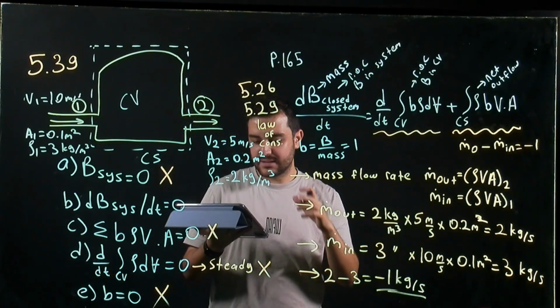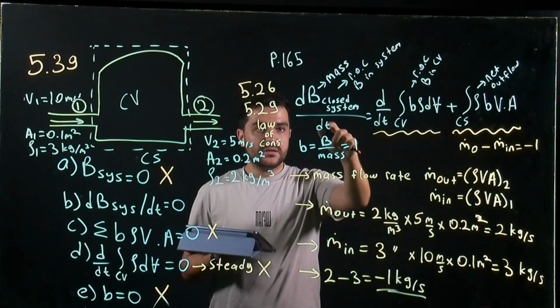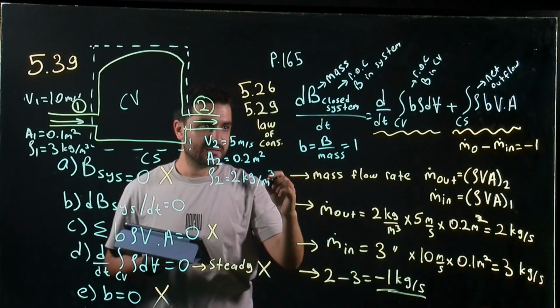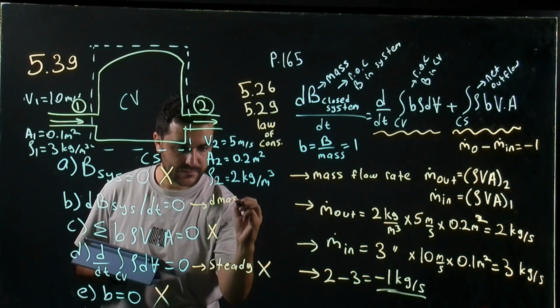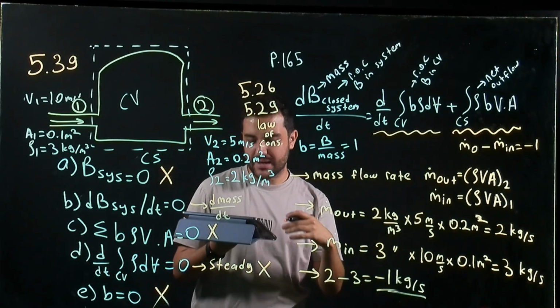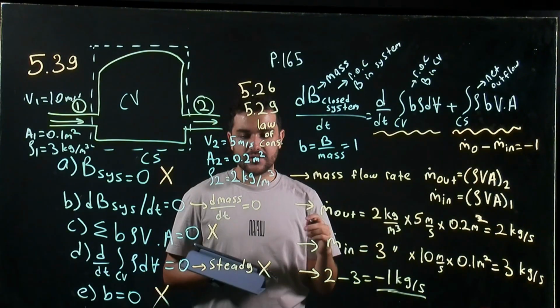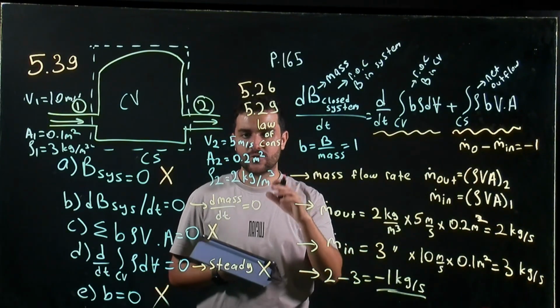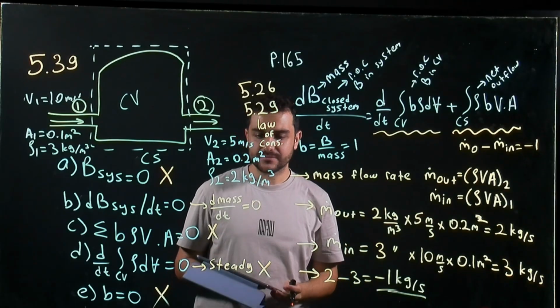And it says that in a closed system like this one, the dm over dt, so the rate of change of mass over time, is 0. So basically it says that the change of mass in a system is 0, so it is constant.